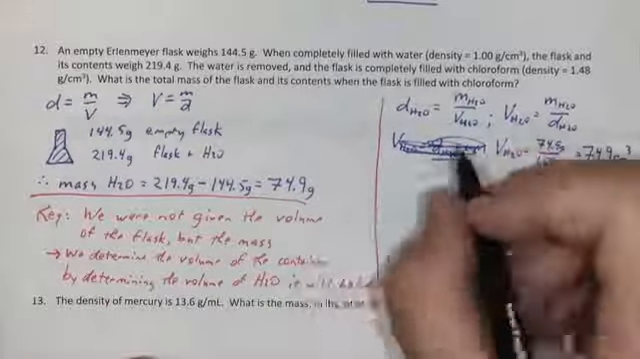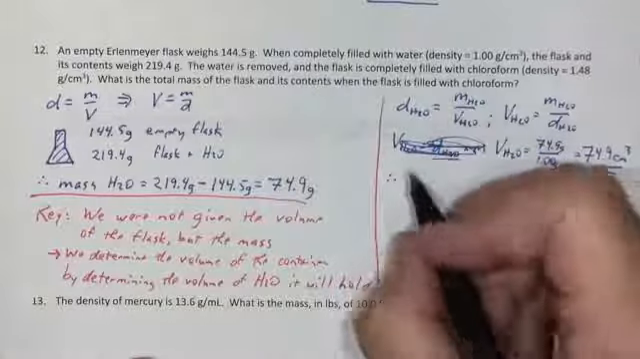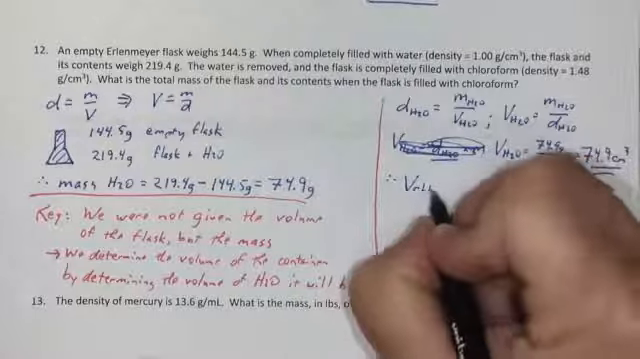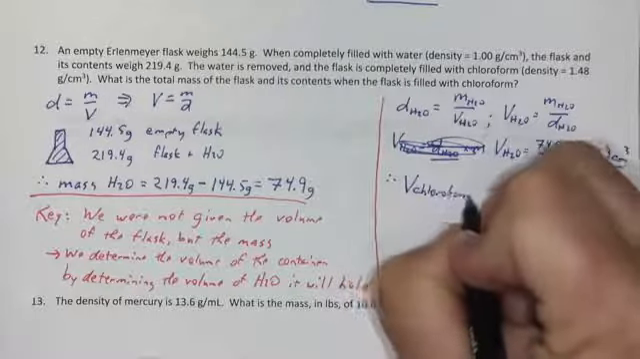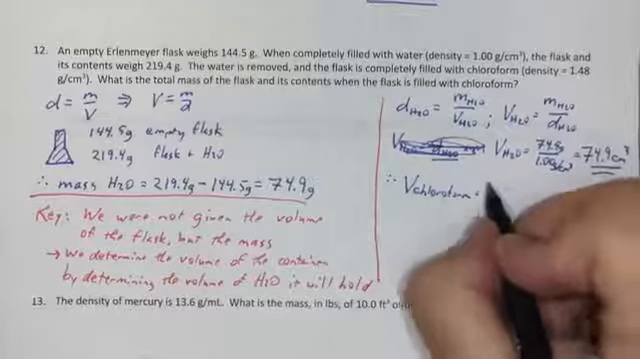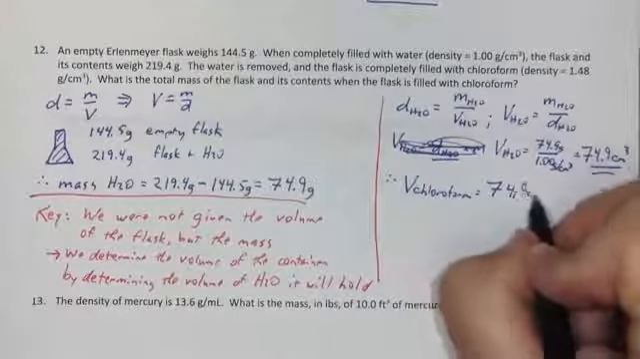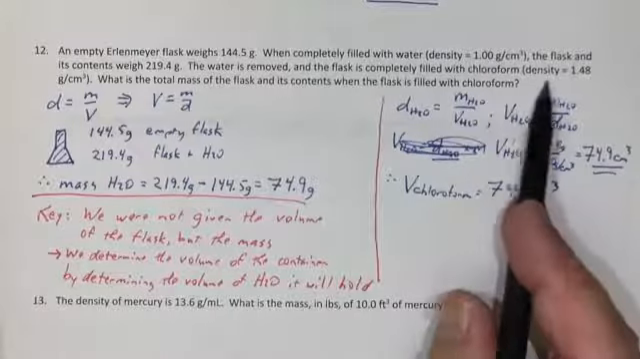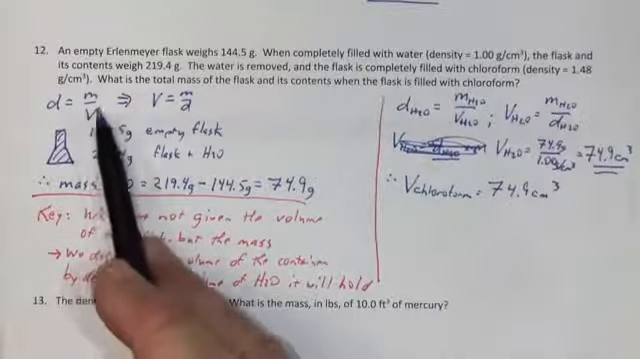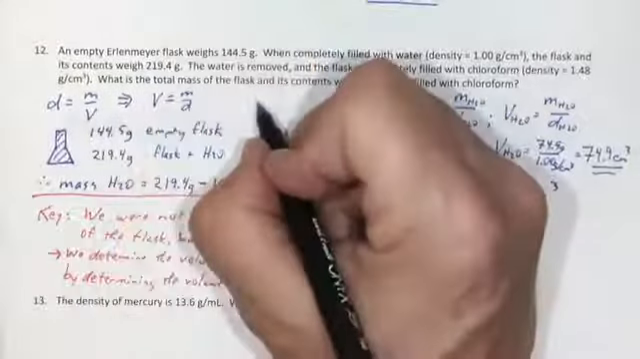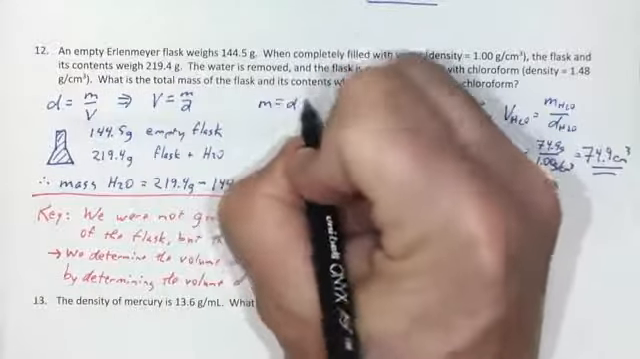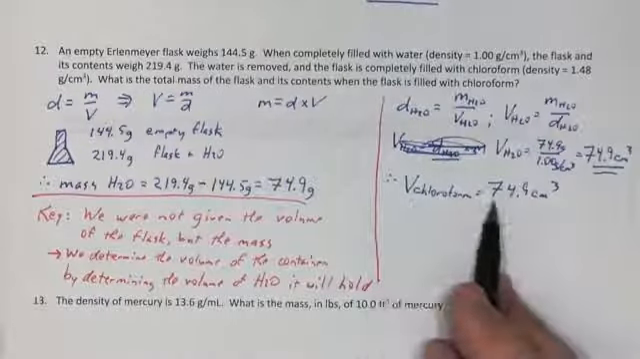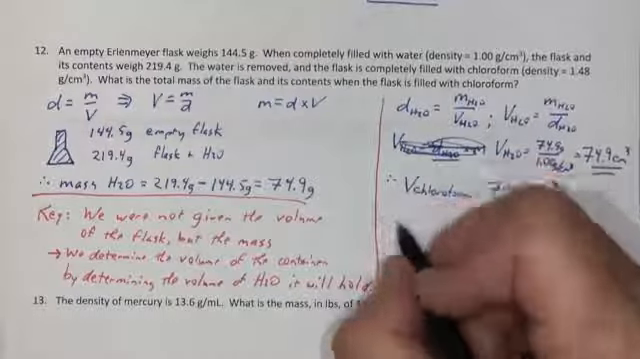And therefore, when we fill it completely with chloroform, the volume of the chloroform is also 74.9 cubic centimeters. So I know the volume of chloroform. I know the density of chloroform. I can find the mass of chloroform. So by rearranging this equation, mass is equal to density times volume. So I know the volume, I can calculate the mass.